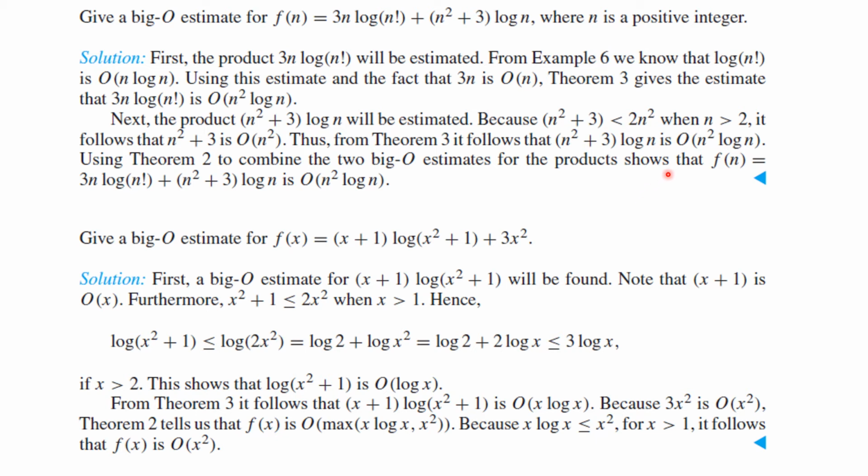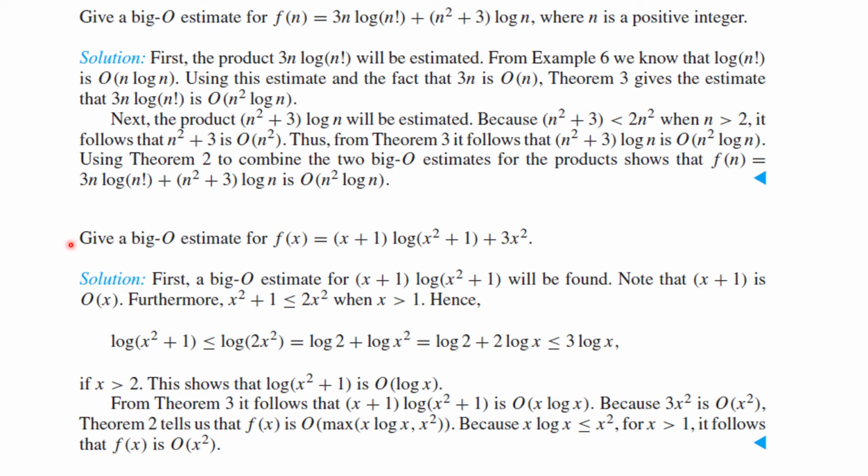So now what we can do is combine the two estimates that we had for the first term and the second one, and this shows that f of n equals 3 to the n log n factorial plus n squared plus 3 log n is big O of n squared log n, because they both are. Let's look at another example.